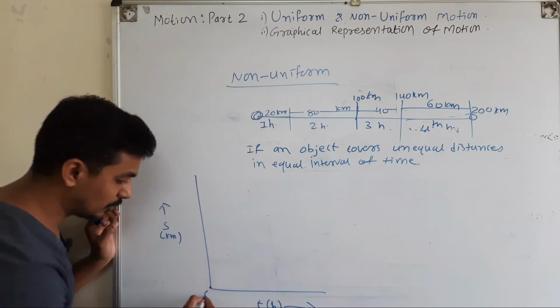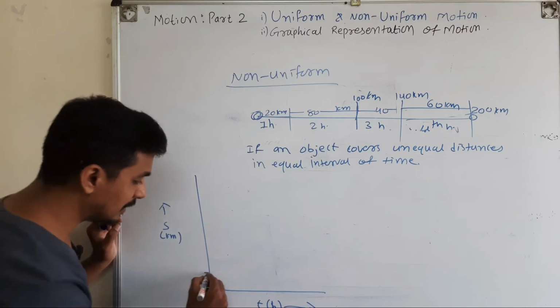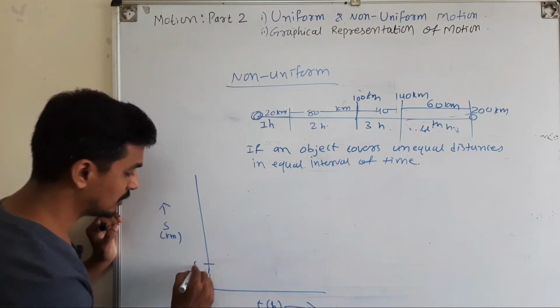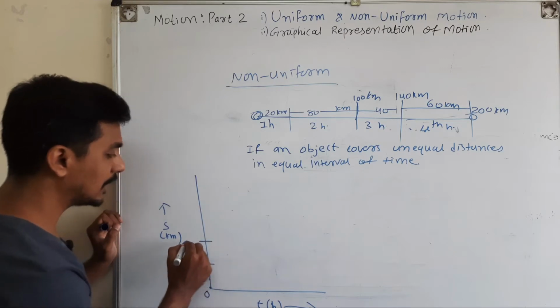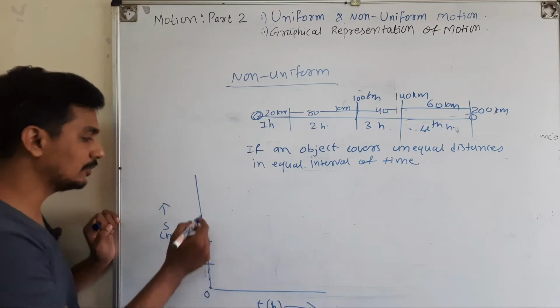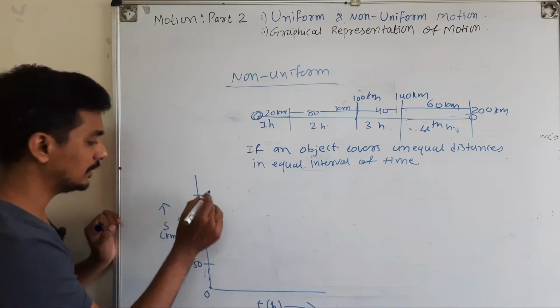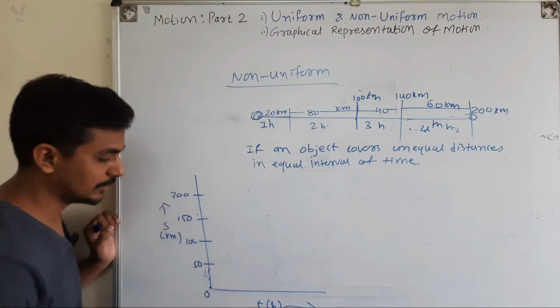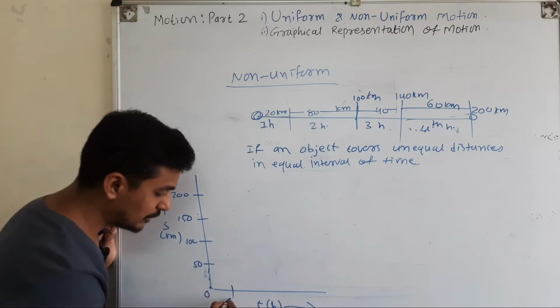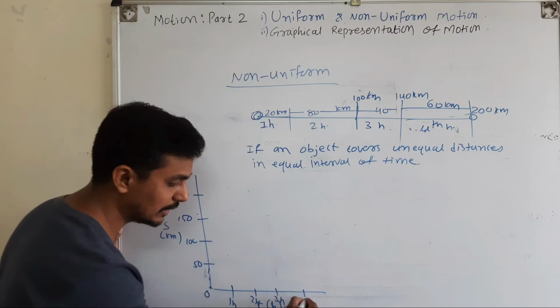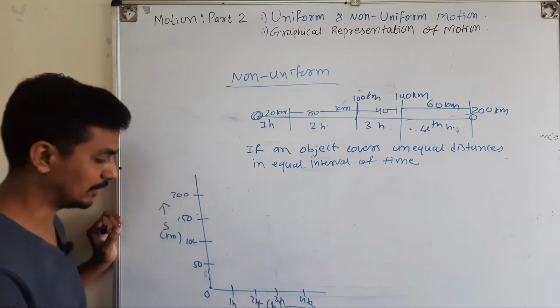Now you are starting from 0. Let me divide this axis into equal parts. So this part is 50 kilometers, the second part total is 100 kilometers, then the third part again of 50, that is 150, then it is 200. Here I divide it into first hour, this is the second hour, this is the third hour, and this is the fourth hour.